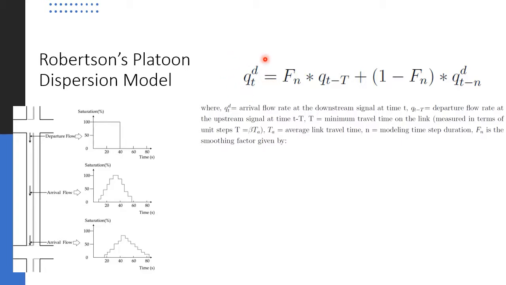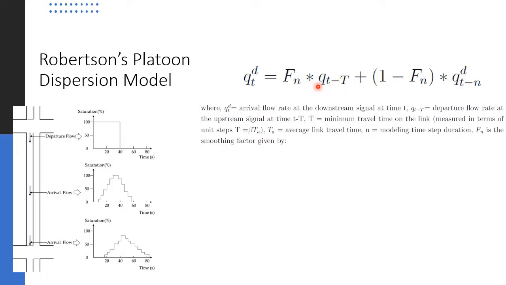This becomes our response variable, which depends on several factors. There are two terms here which are added up: the first term and the second term. Let me first explain the first term. Here you can see a factor F, which is a smoothing factor that I will explain later.